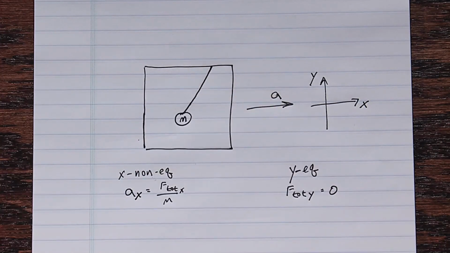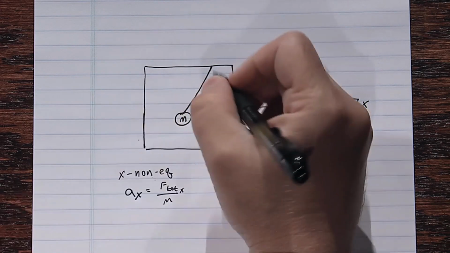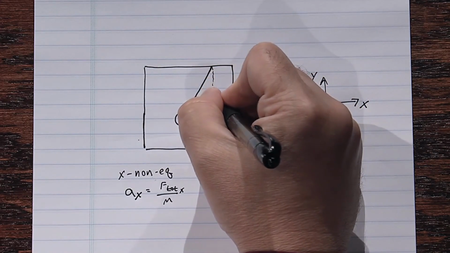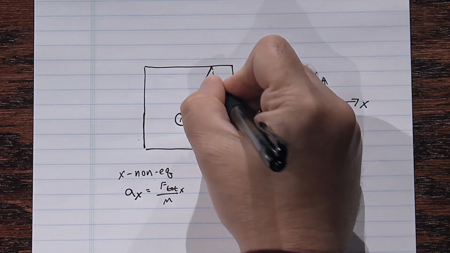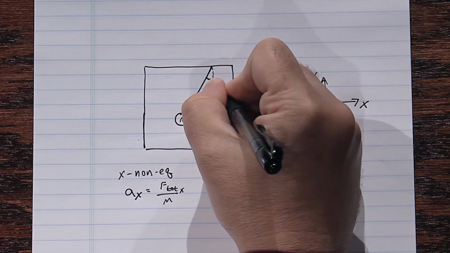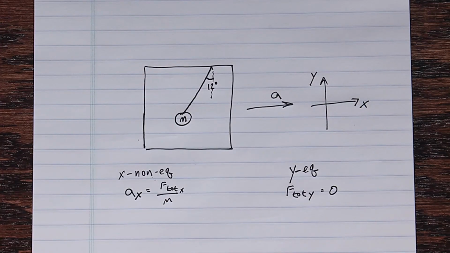The ball has a certain mass. We don't know what the mass is. As it turns out, we'll be able to solve this exercise without knowing what the mass is. We do know that the string makes an angle of 12 degrees with the vertical. Okay, let's think about the forces on that mass.